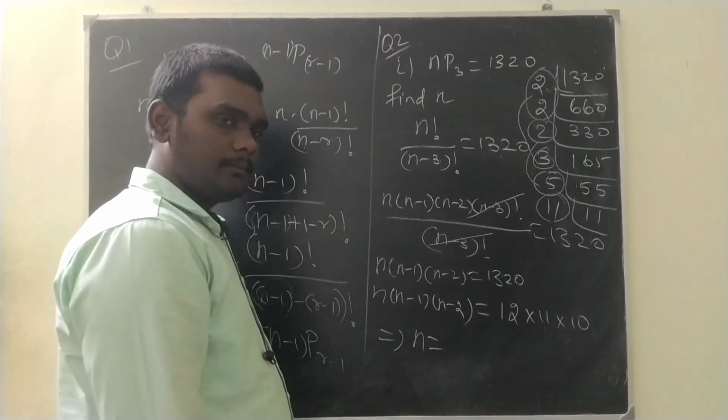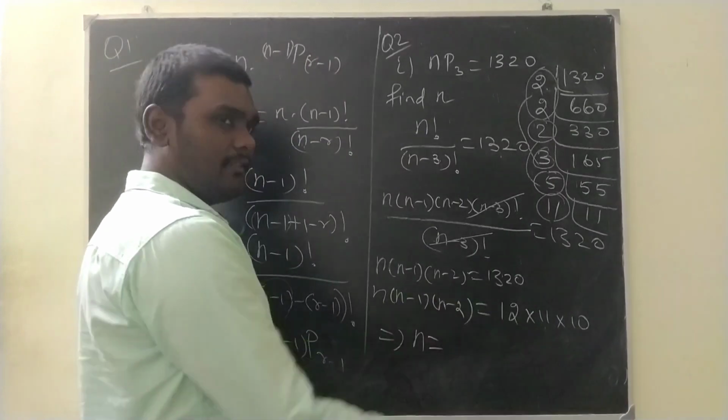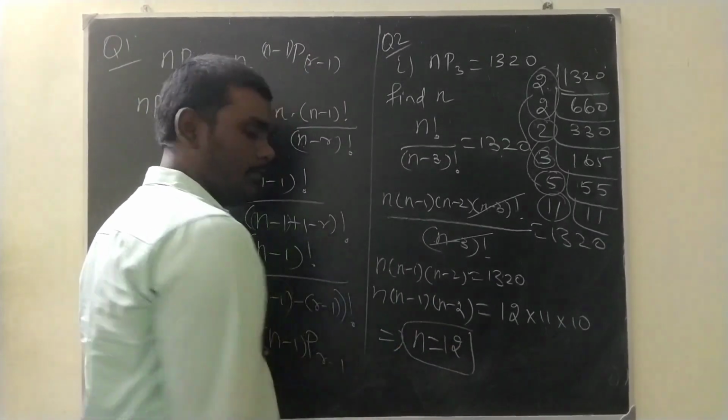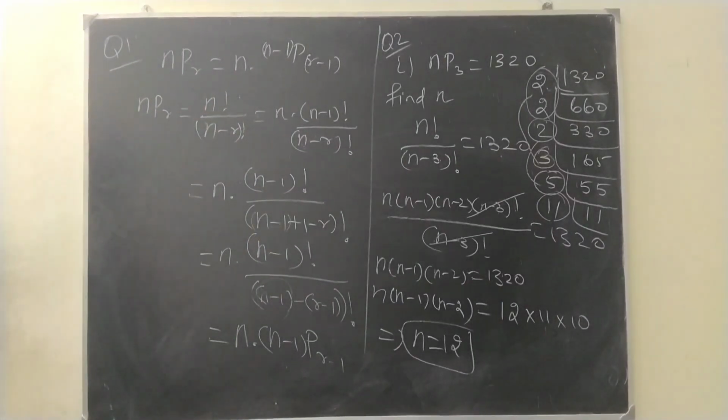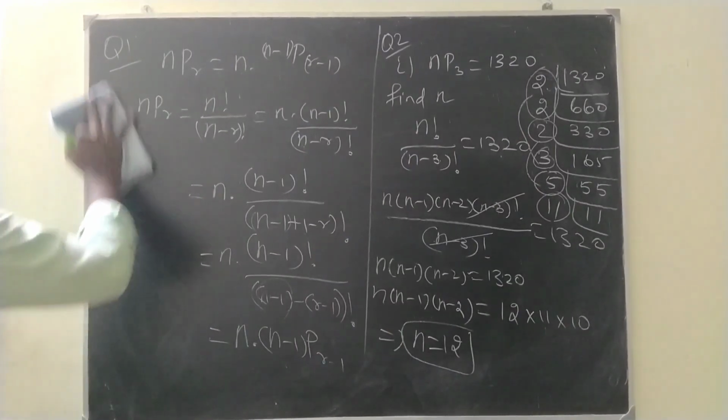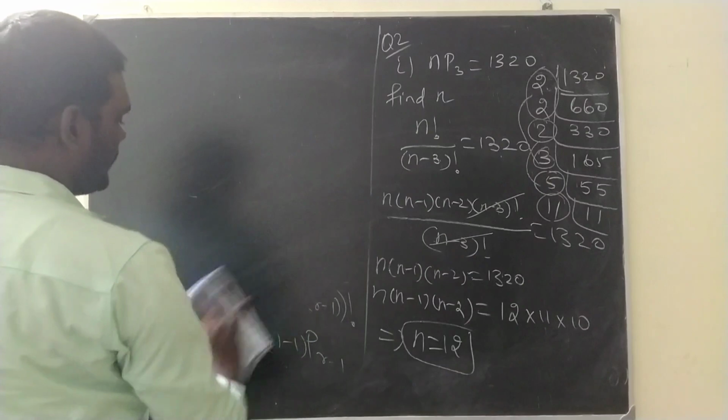Then n is what? 12. That's all. Not 12 factorial, just 12. Okay. Shall I erase this? Okay. Next, the second subdivision of the same question.